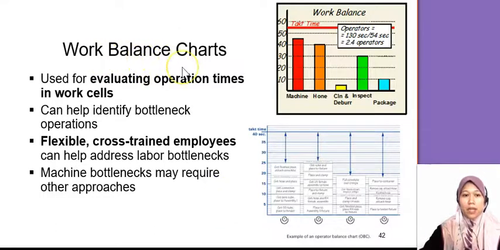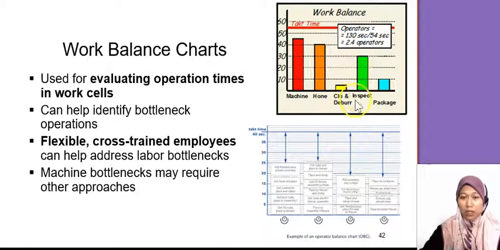Work balance chart. You need to make sure that it's balanced. For example, for this process, they need 2.4 operators, so we round up to 3. And for this one, they have 4 operators. So you need to balance the work.